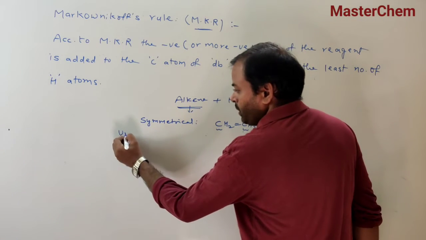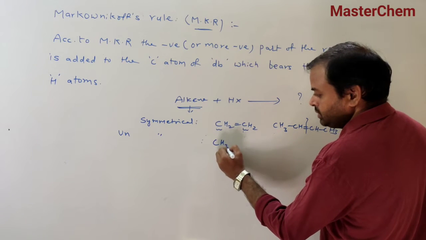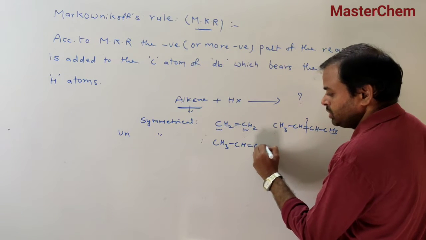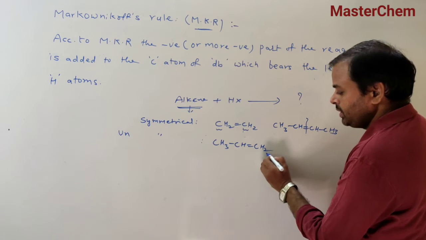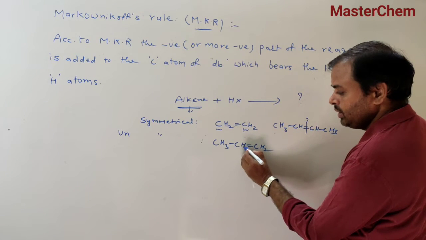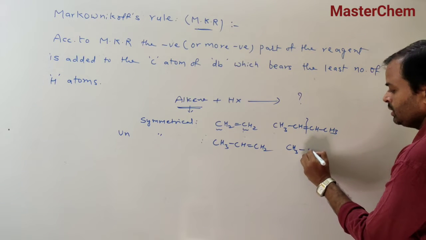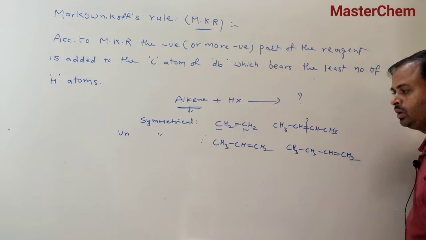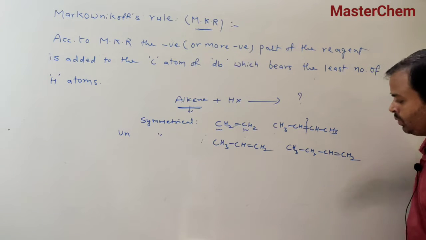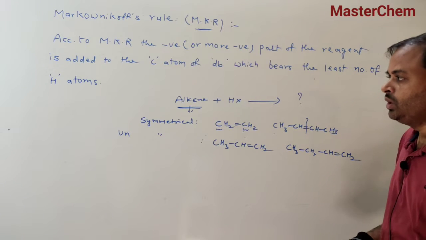And next, what is an unsymmetrical alkene? Other than this one, CH3CH=CH2, this is propene. Both carbons have different attachments, here two hydrogens only, here one hydrogen and a methyl group. Like that, CH3CH2CH=CH2, 1-butene. So all these are unsymmetrical alkenes.